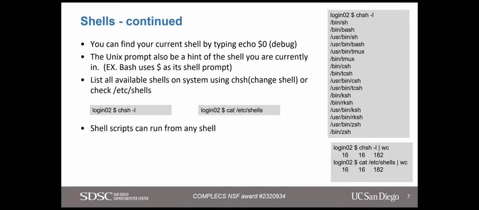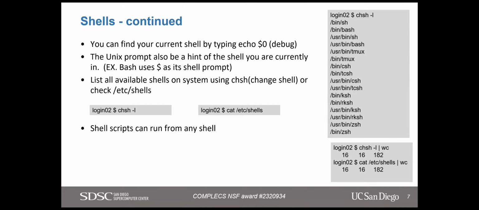You can check all the available shells on a system one of two ways. You can use the change shell command, which is chsh, with the listing option -l, and this will show you all the shells that are on your system. If you notice on the right-hand side, some of the shells seem to repeat themselves, but they're in different directories. We'll talk about that a little bit more later, but I want to point that out for you.